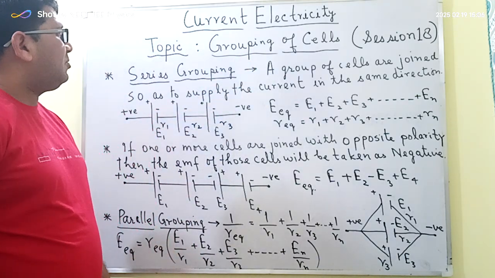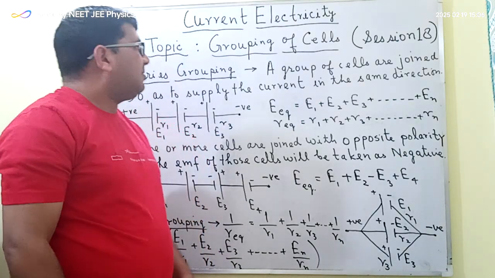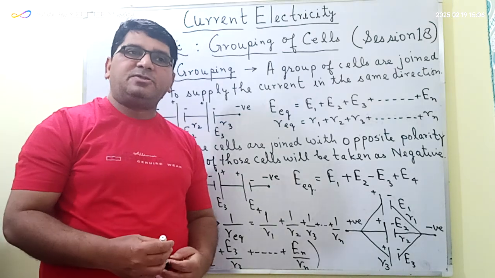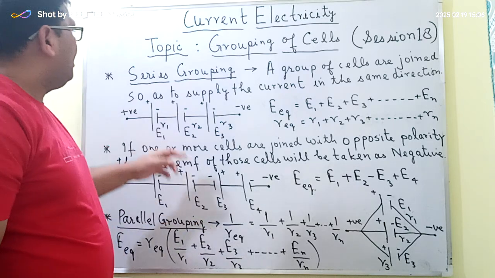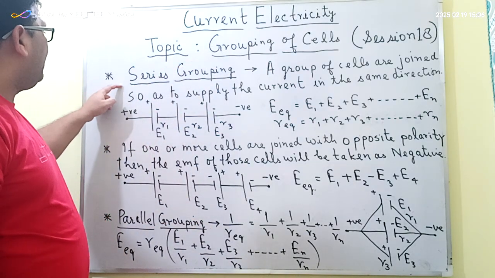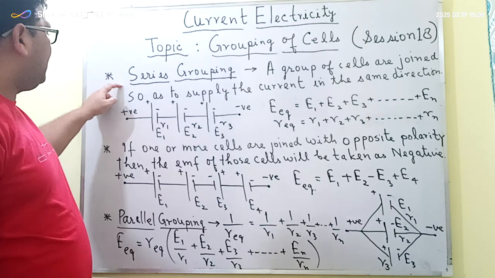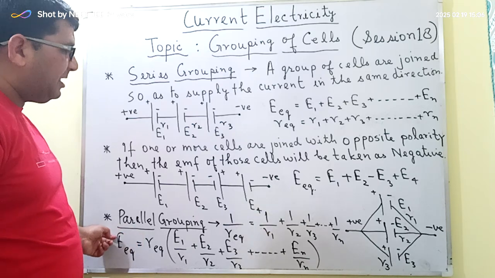So the group of cells is called a battery, and the grouping of cells is done in order to get a battery of desired EMF. There are basically two most commonly used ways of grouping the cells. The first one is the series grouping and the second one is the parallel grouping.